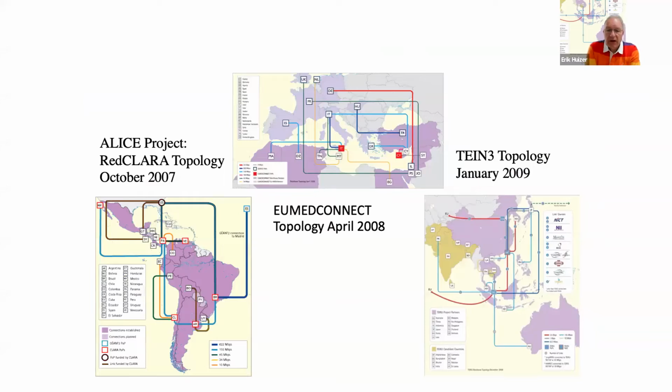We worked there together with local projects in those regions. So in South America, the RedCLARA topology was built under the ALICE project. Around the Mediterranean, we worked with EUMEDCONNECT to build a network in the North African and Southern European countries. And in Southeast Asia, we worked with TEIN3 topology to build a network out in that region.